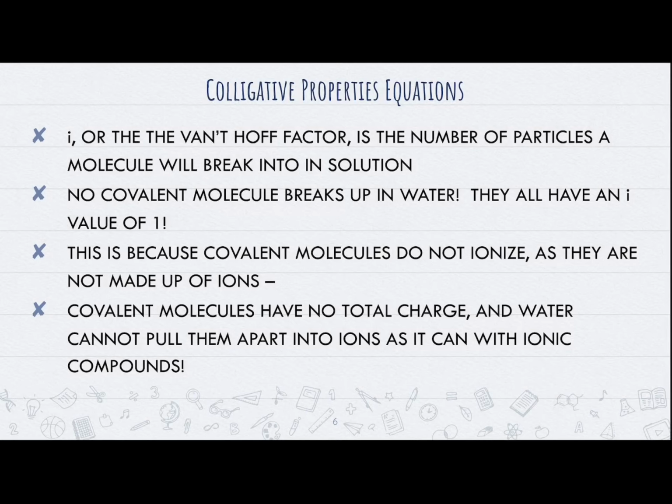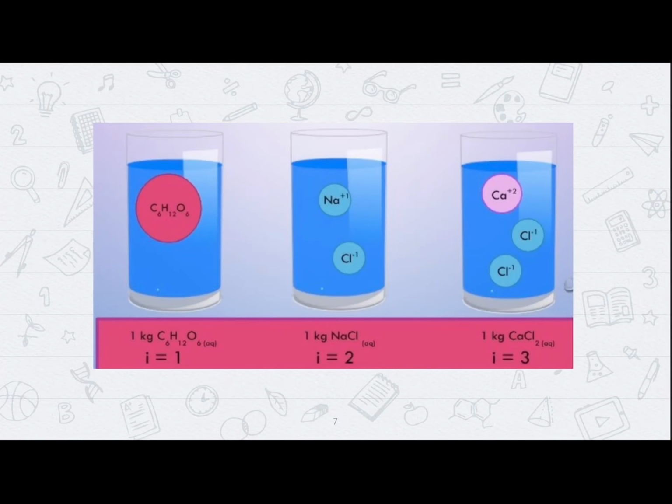That's because covalent molecules don't ionize. They're not made up of ions. Covalent molecules have no total charge. Water is not going to be able to pull them apart into ions. So just pay attention to what the molecule is. If it's covalent, i equals 1.